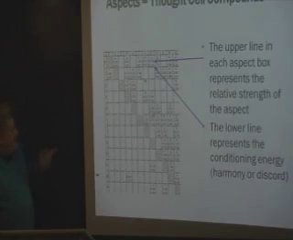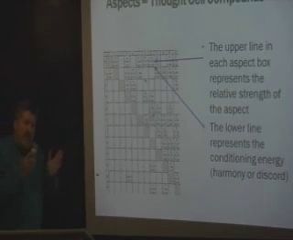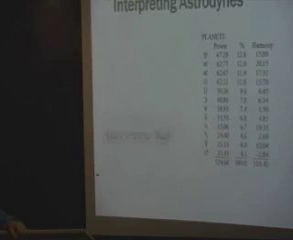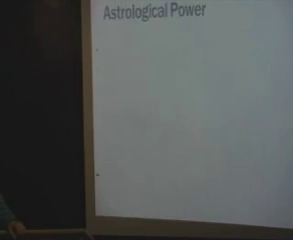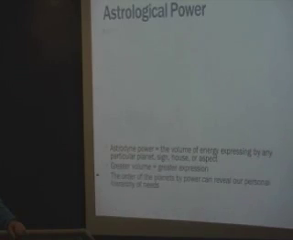But this is basically it: the more aspects, the more powerful the planet. Aspects which are applying come with more force than aspects which are separating. And as you said before, if something is conjunct the midheaven or the ascendant, it gets more power from that. Yes, especially if it's an angular placement of the planet in the house.